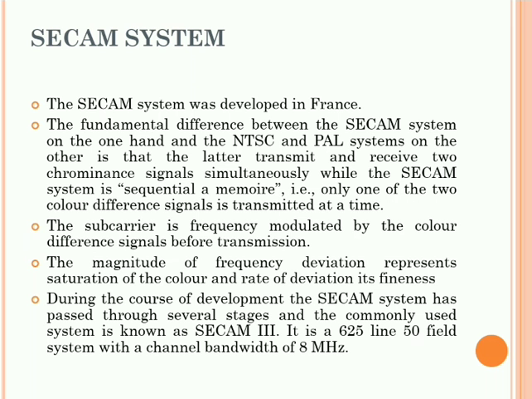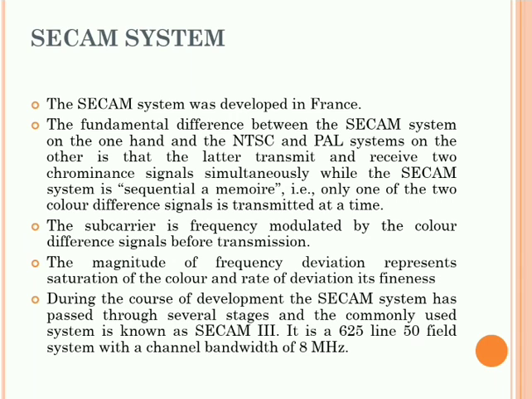In this SECAM system there are two color difference signals, R minus Y and B minus Y. The signals are band limited to 1.5 megahertz, and these two signals are then applied to the FM modulators alternately with the help of an electronic commutator switching at a line frequency rate.